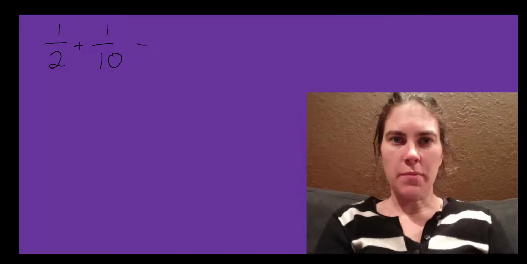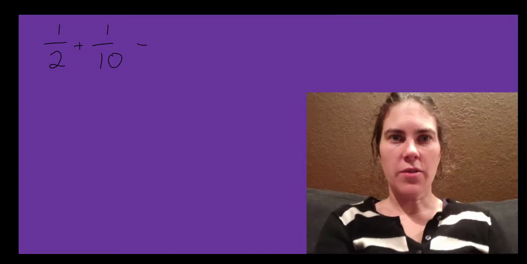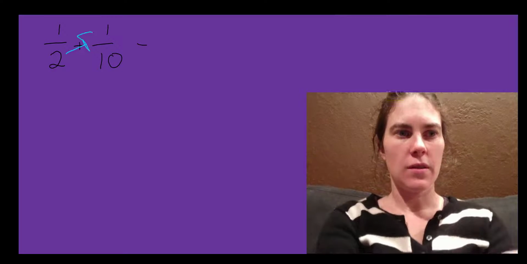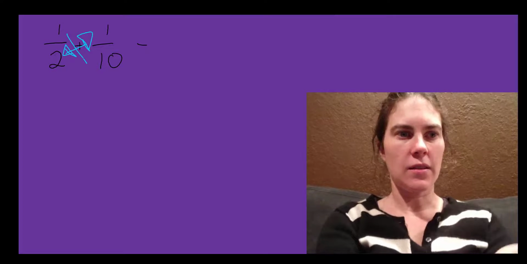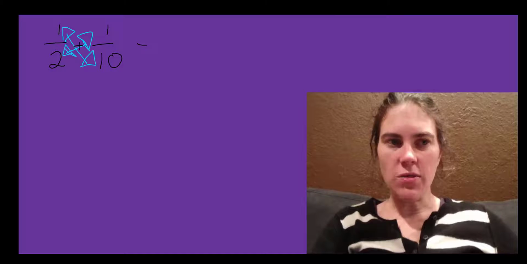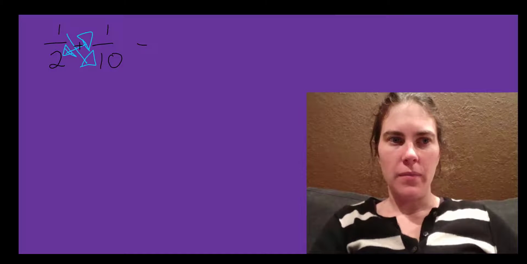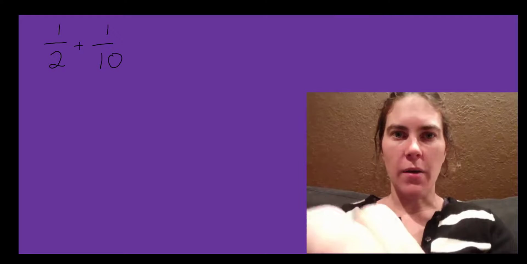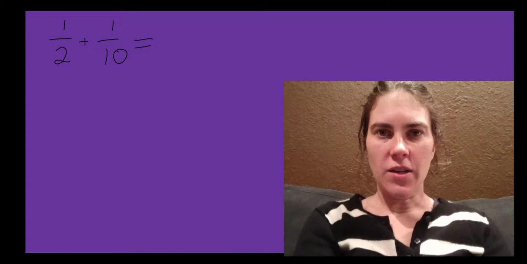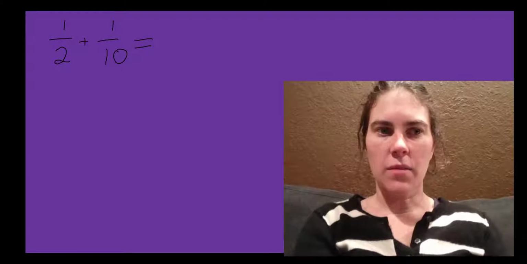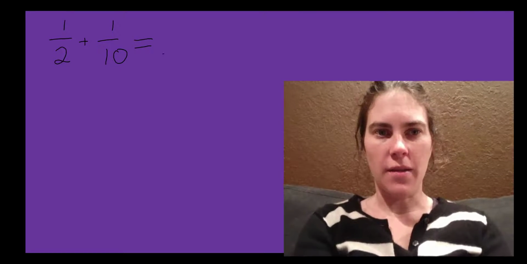This is some people's favorite way to do an adding fractions problem. They'll draw these arrows like this, but they never explain why you can do that method. Well, today I'm going to show you how it works. If I take the denominators, whatever they are, and I multiply them together, I get 20.